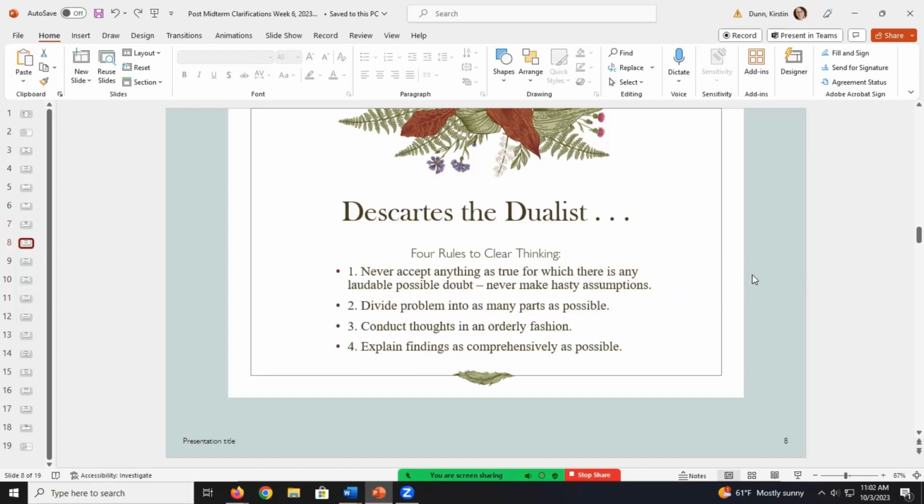Descartes as the dualist. Four rules of clear thinking. First of all, never accept anything as true for which there is any plausible doubt. Second, never make hasty assumptions. Third, divide the problem into as many parts as possible. Fourth, conduct thoughts in an orderly fashion, and explain findings as comprehensively as possible.